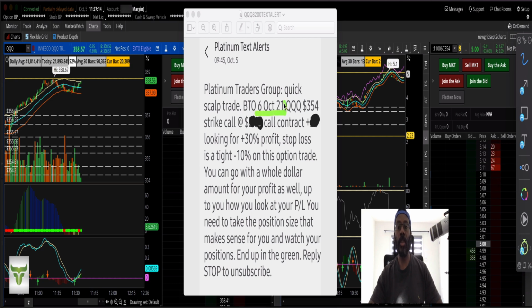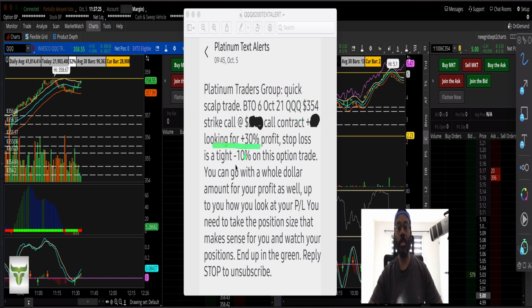Told them exactly what to buy, the exact strike price, the exact option expiry, everything, right? So the 6th of August 21, QQQ 354 strike call. And I leave that for my traders who got that and a contract size for them. So I'm looking for a plus 30% profit, minus 10% stop loss on this, right? So that's what I sent out to my traders today.